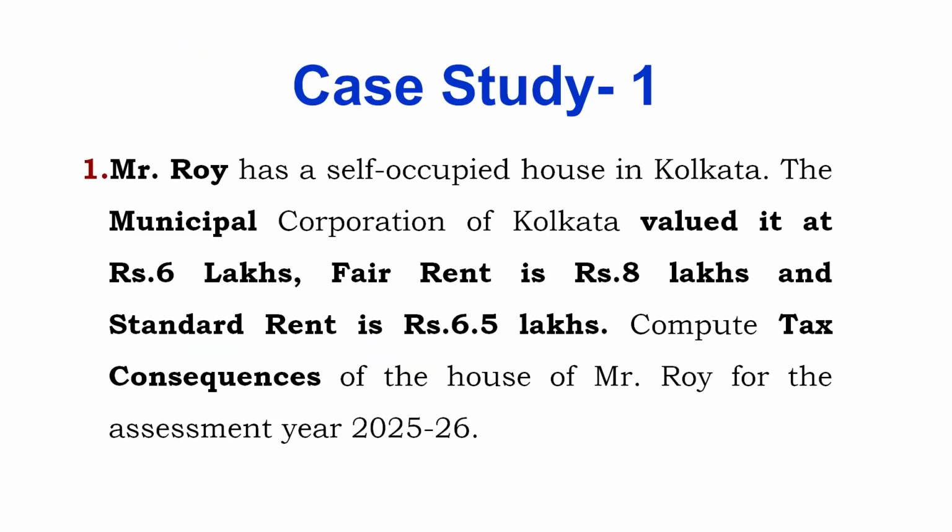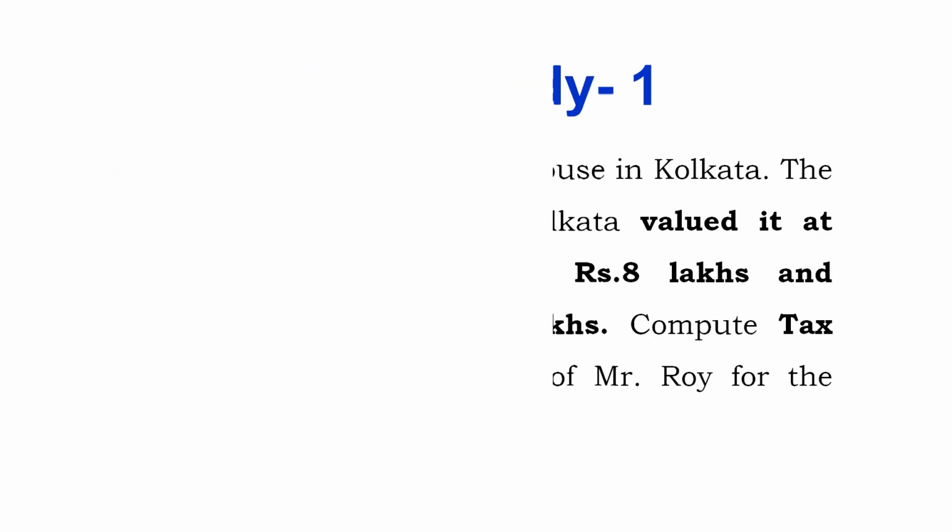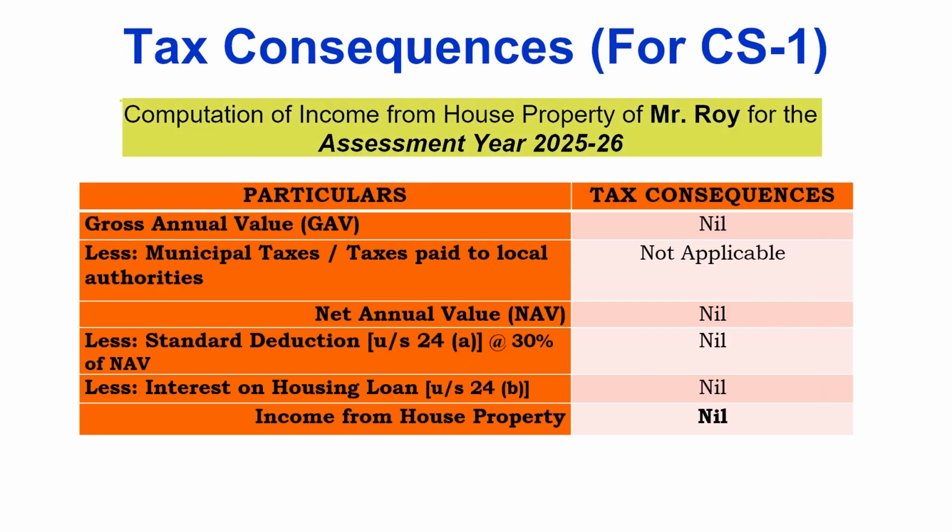Now, let's see some case studies. Here, case study 1, Mr. Roy has a self-occupied house in Kolkata. The Municipal Corporation of Kolkata valued it at rupees 6 lakhs. Fair rent is rupees 8 lakhs and standard rent is rupees 6.5 lakhs. Compute tax consequences of the house of Mr. Roy for the assessment year 2025-26. Let's see the tax consequences.